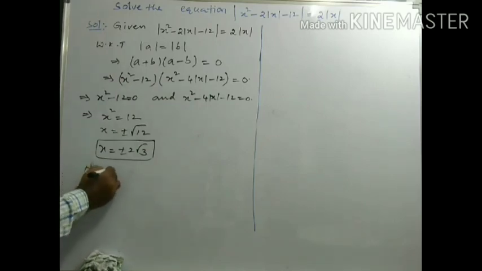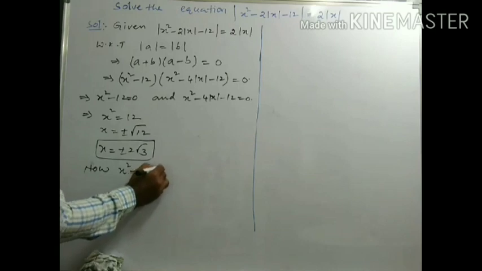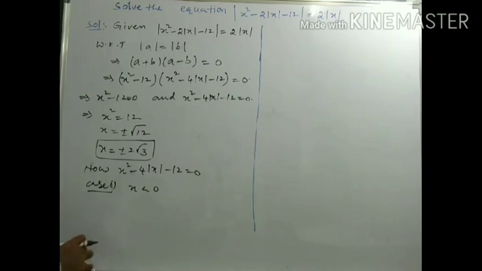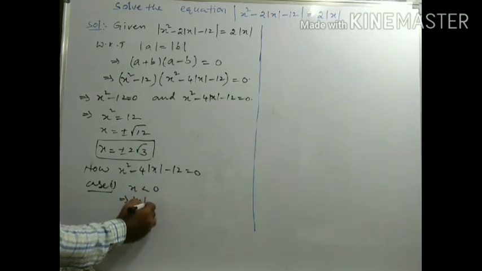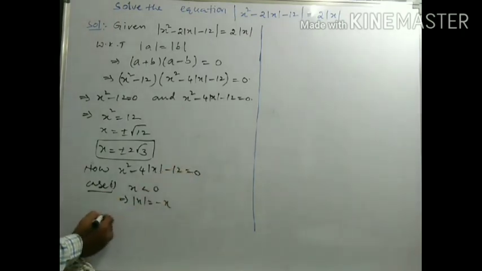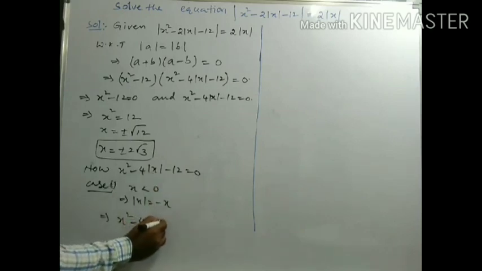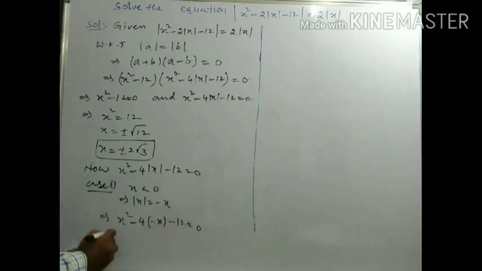Now what is this? x square minus 4 modulus of x minus 12 equals 0. This can be solved in two cases, because here we have modulus of x. We don't know whether it is positive or negative. So case 1, let us assume that x is less than 0. Hence if x is less than 0, modulus of x is nothing but minus of x. Therefore, x square minus 4 into modulus of x, which is minus x, and minus 12 equals 0. And this is finally x square plus 4x minus 12 equals 0.